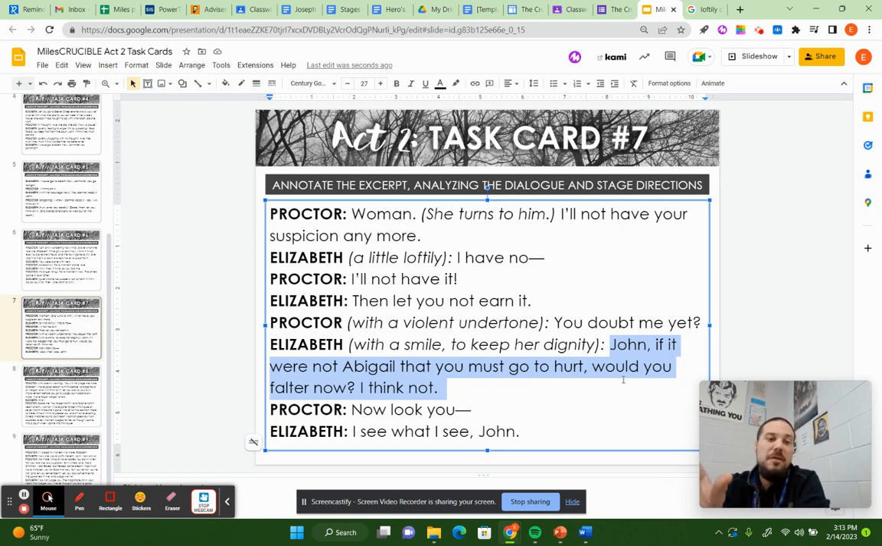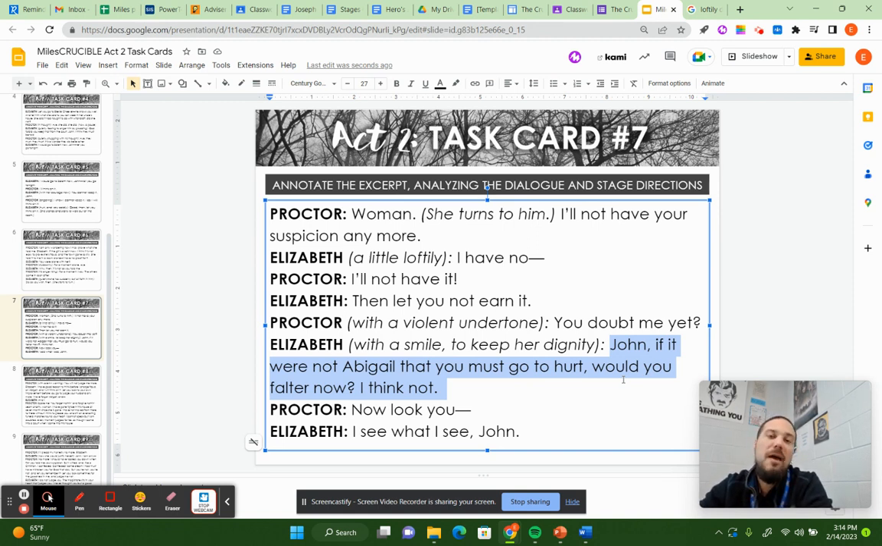So really all you have to do for these 9 is read them, annotate them, and comment on what you think is really being said underneath the stage directions and underneath the quotations, and then explain what you think from there. That's really all you have to do. Make sure you do it for every single card, and then you are good to go. That is your assignment for the day.